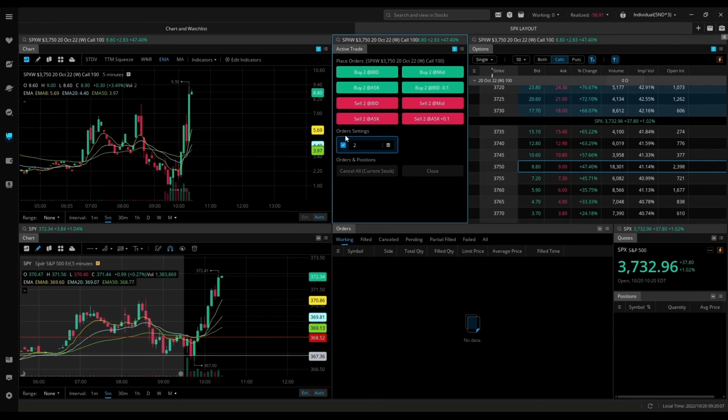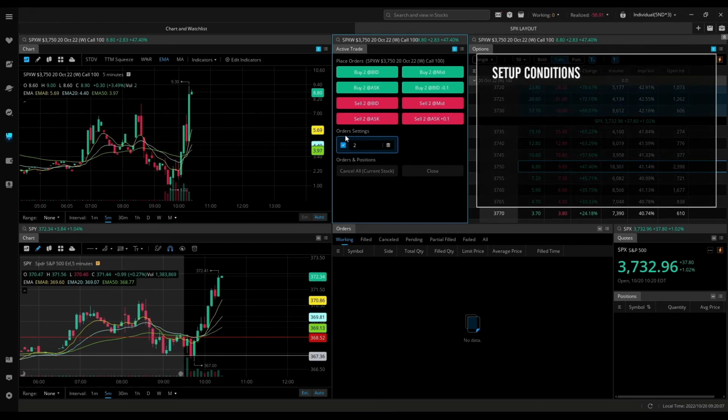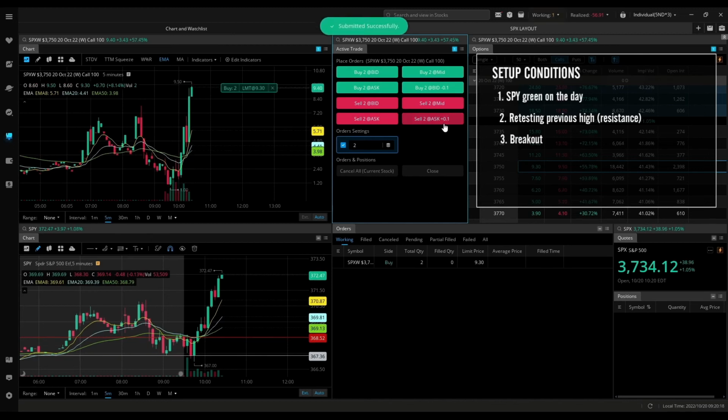So here, SPY is actually near the pre-market high. First condition being SPY green on the day. Retesting previous high or resistance. The breakout happened. I got in.